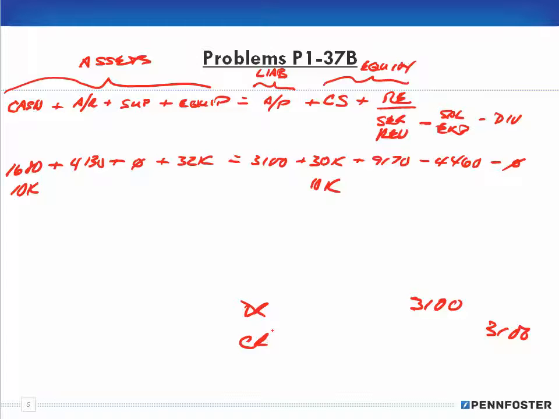So the first question that I ask is, am I affecting cash? And in this case, the answer again is yes. But what's happening to my cash? Well, my cash is decreasing. Since cash is an asset, and I decrease my assets on the credit side, I'm going to credit cash for 3,100.